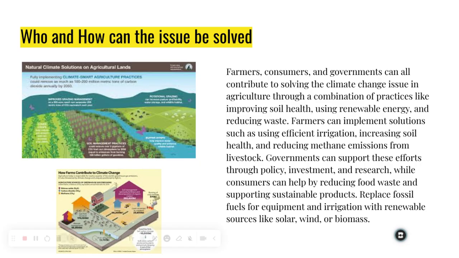Replace fossil fuels for equipment and irrigation with renewable sources like solar, wind, or biomass. And then this first picture, it says National Climate Solution on Agriculture Lands. It just lists all the details like right here, here, here, here on the river, and here where all the animals are eating. And then how farms contribute to climate change. It says something that what I said right here.